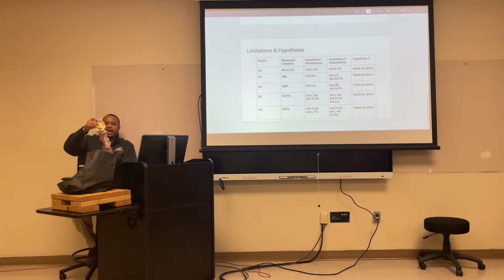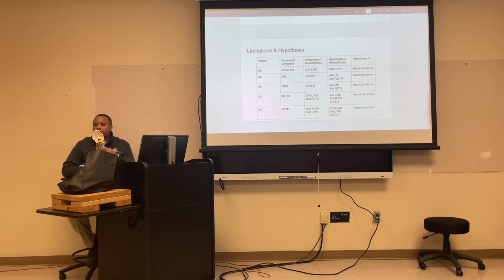Here we go. Side bending left of the subcranial spine. We know that with side bending left, OA has to glide. Side bending right. We know with side bending right, the occipital condyles have to glide to the left. So we know that that could be a restriction. That's our hypothesis 1. Okay. Hypothesis 2, we know that the atlas moves with the head, it has to glide to the right. So the right glide of the atlas could be restricted.